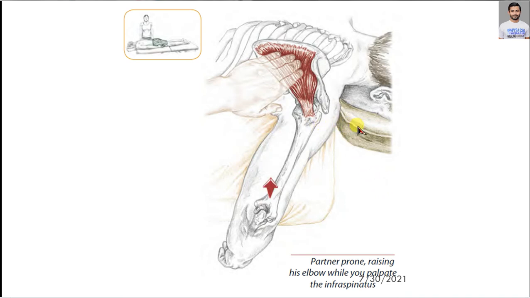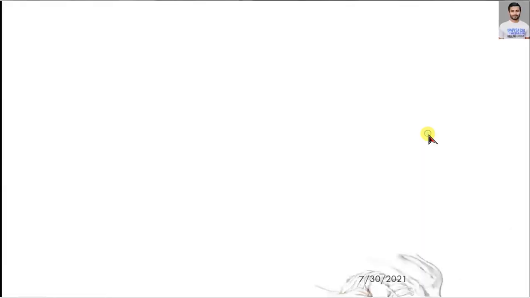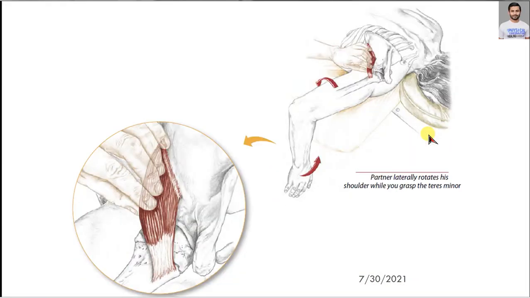Then we have the infraspinatus muscle. The patient is trying to horizontally abduct the shoulder, and then you can feel the contracting infraspinatus muscle. The movement of internal and external rotation can help you differentiate between teres major and minor.